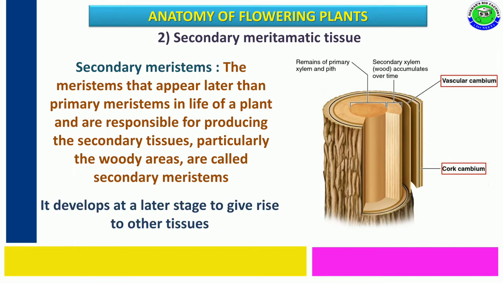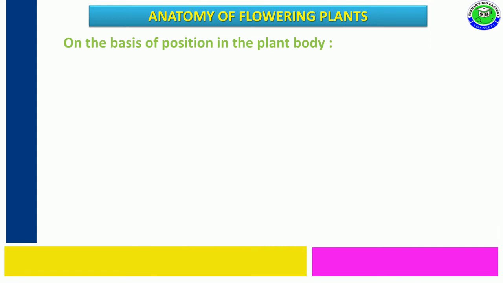These secondary meristematic tissues develop in lateral positions and give rise to new permanent cells during growth and development. On the basis of position in the plant body, the meristematic tissues are of three types.